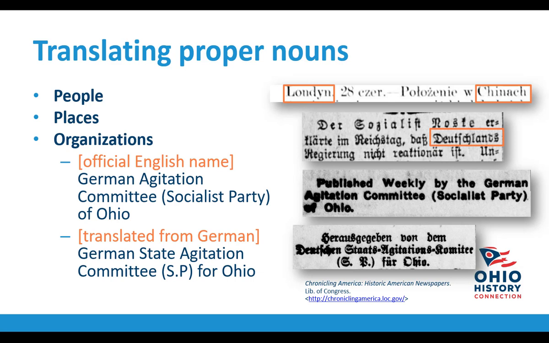You may be searching for a person or place, and often these names and places will be the same in English as they are in the foreign language, but not always. There may also be variant spellings, just like there would be in English. The examples on the screen here show the Polish words for London and China and the German word for Germany.